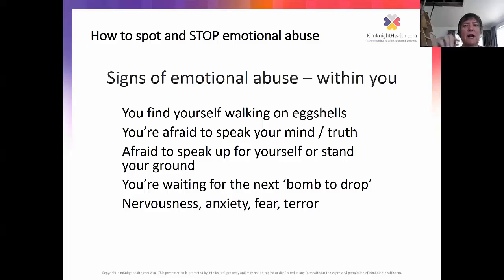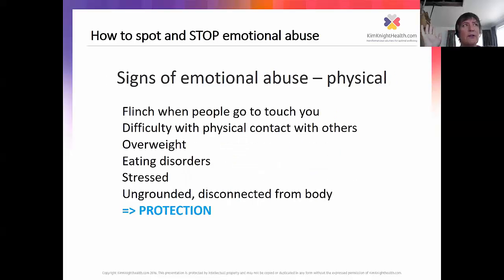And if we split it up, because I tend to think of a human being as being physical, mind, emotions, spirit. If we split it up into these four quadrants, on a physical level, we may flinch when people go to touch us because we've had, in particular, if we've had some physical abuse as well, our body is trying to protect ourselves and it's automatically flinching because we're afraid that it might be an unfair type of touch.